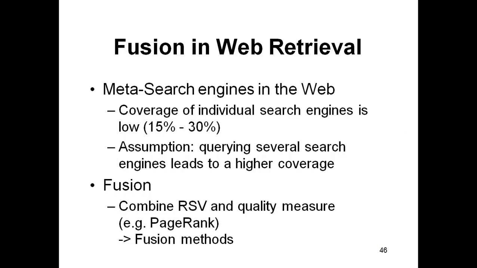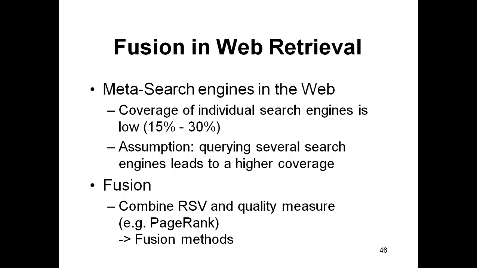Also in web retrieval, fusion is popular. So-called meta search engines, where you can query several search engines at once. But there is a different reason behind that. Each individual search engine has a low coverage, around 30 to 50% of the web, which is a very constant value, even with the growth of the web. The idea is that if we query several search engines, we get a higher coverage.